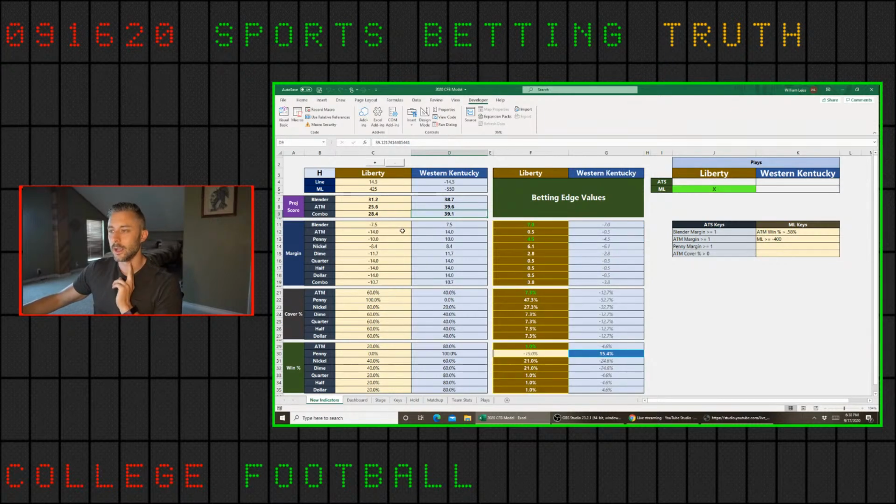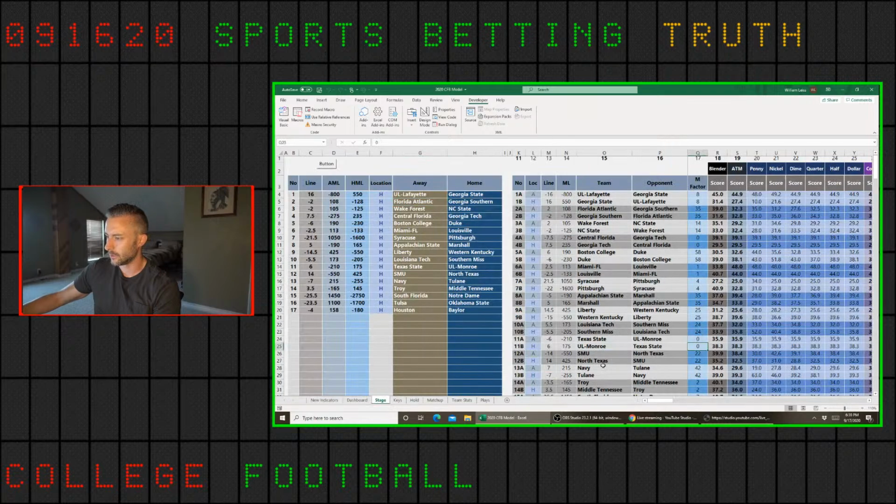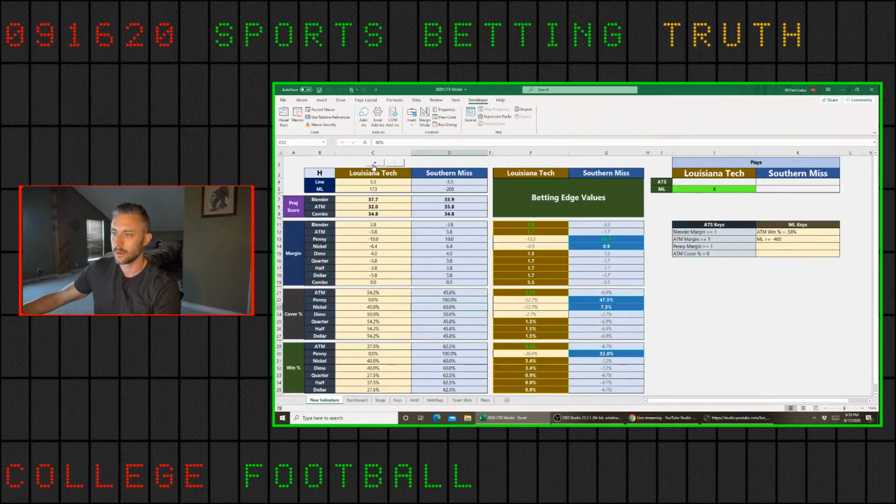Liberty and Western Kentucky. Remember I said Liberty's not getting enough respect? Well, my model likes them on the money line here at plus 425. So we're taking some shots this week. I know I have one more game that has an M factor. Okay, it's Texas State and ULM.